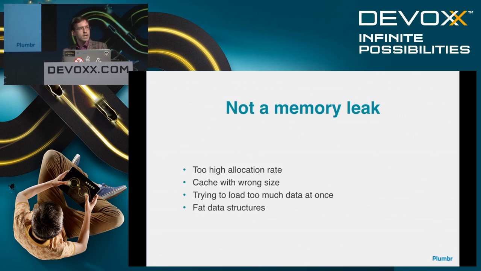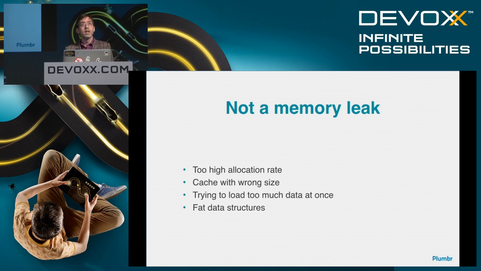If you have a cache with the wrong size, too large a size, you use that cache. You constantly look up objects from that cache, but that cache is just too big to fit into your heap alongside other objects that are generated during your application runtime. You will have problems. You will have a high GC rate, and maybe you will even have out of memory, but that's not a memory leak. That's a configuration problem.